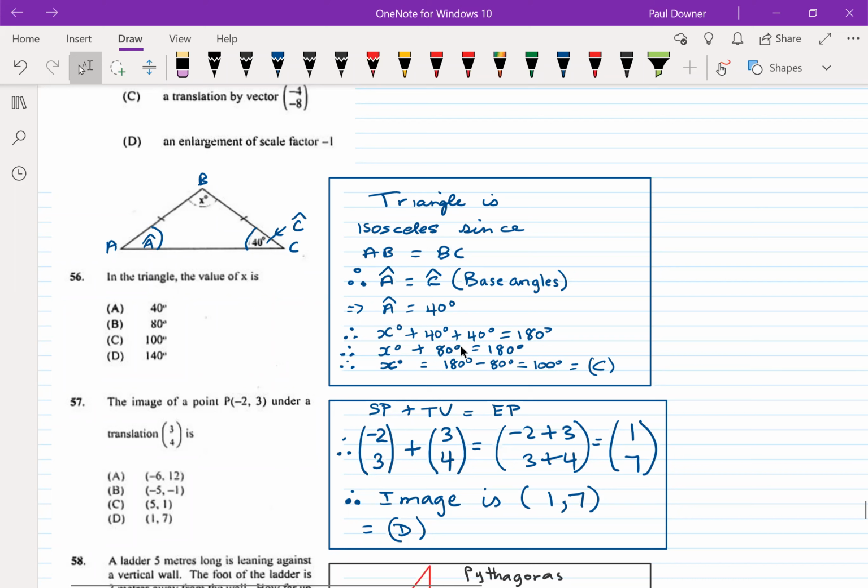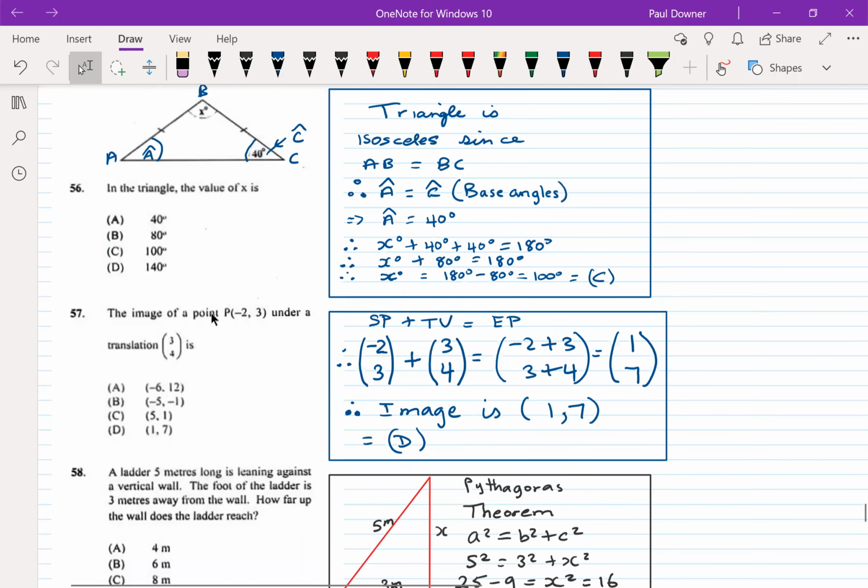The 40 and the 40 give us 80 when we add them together. And therefore, x plus 80 is 180. So if I minus the 80, bring it over and change the sign, or minus it from both sides, I'm going to get the value of x, which is 100 degrees, and that is C. So the value that they were looking for was 100 degrees. Right, I hope you're okay with that.